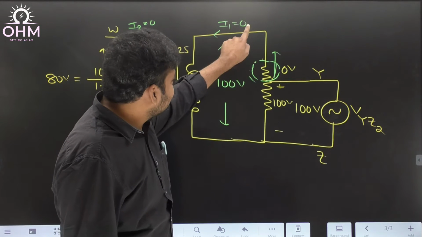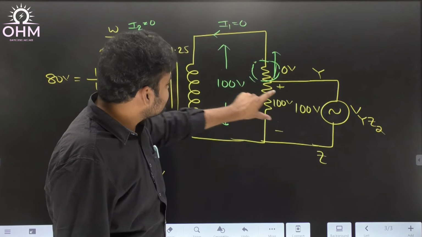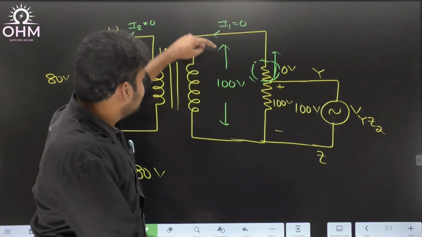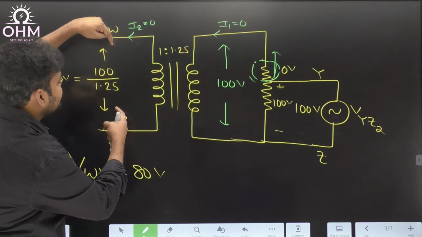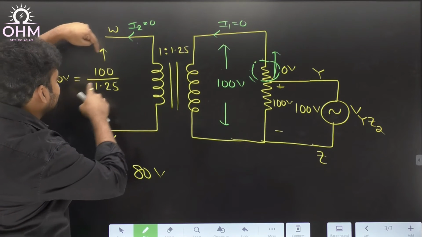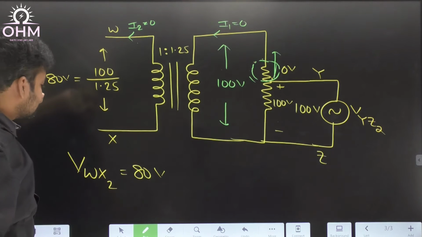But right now the current is 0, voltage drop is 0, so the entire 100 will appear here. This 100 looks like the primary voltage of the transformer. Therefore, the secondary voltage will be 100 by 1.25 according to the turns ratio. The voltage is equal to 80.